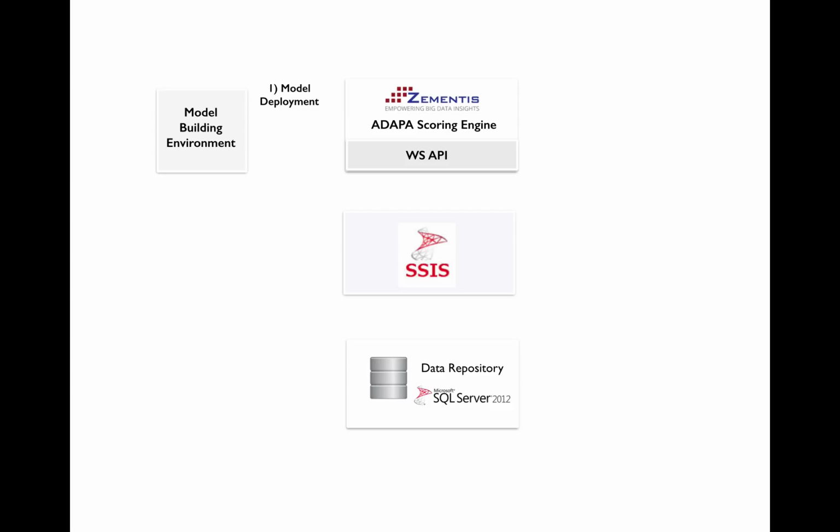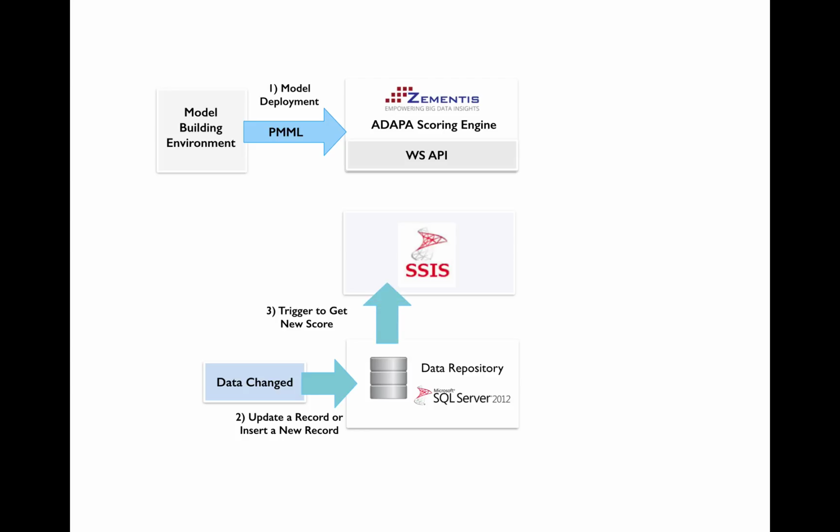The first part is that we have a model that has already been predetermined. Normally that would take some time to get set up, and we have it deployed inside of Zementis. The next part is we're going to update or insert a new record inside of our SQL Server. We're going to have a trigger that's going to get that new data and pass it over to SSIS.